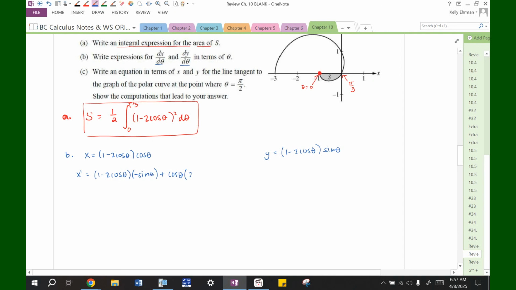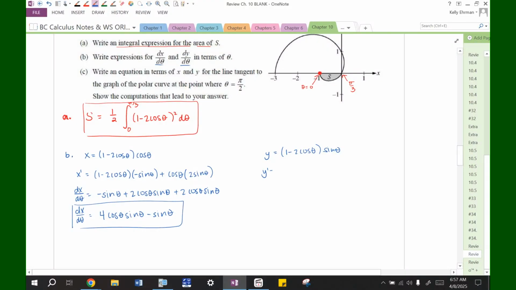That becomes positive 2 sine theta. And we'll clean that up a little bit. Dx d theta is the same as x prime. So this is negative sine theta plus 2 cosine theta sine theta plus 2 cosine theta sine theta. I don't think that you're required to simplify this. You probably could just leave it like that, but I suspect we're going to do something else with this. So that's 4 cosine theta sine theta minus sine theta. So there's dx d theta.